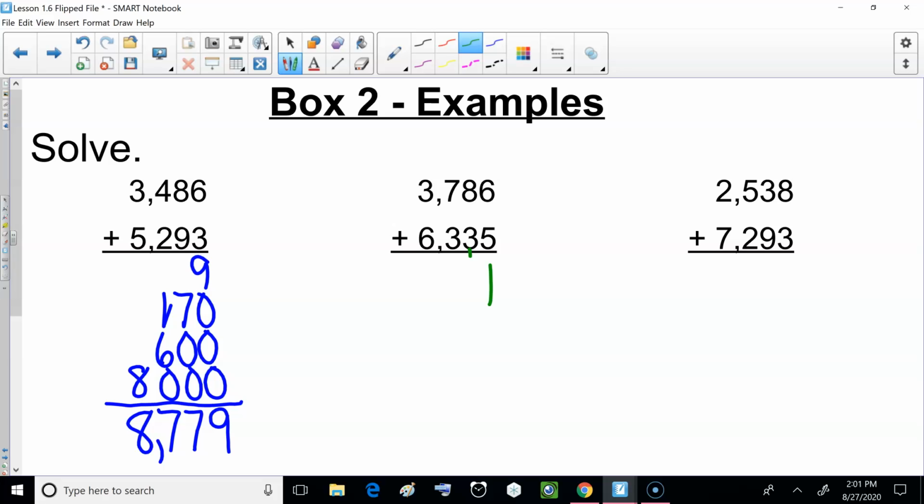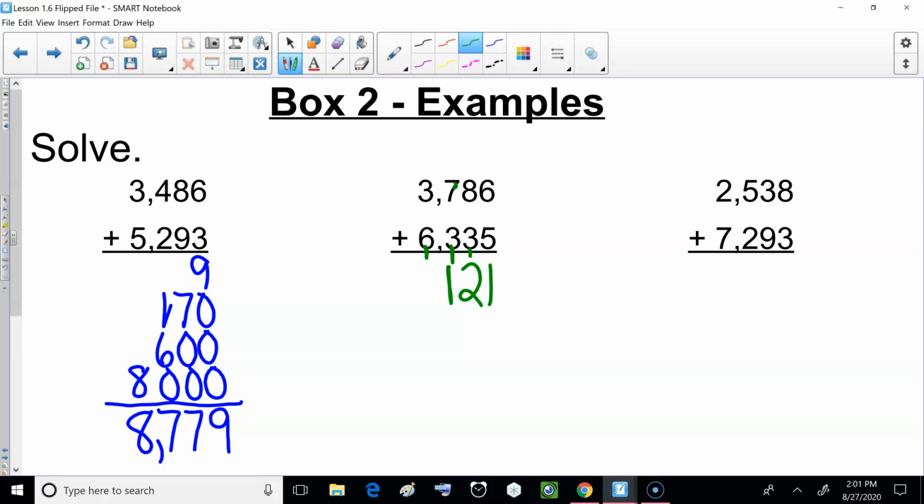8 tens plus 3 tens equals 11 tens, plus 1 more 10 would be 12 tens. I only put one place value, so if I have 12 tens, my 2 would go here, and my 1 would go into my hundreds. I have 7 hundredths, plus 3 hundredths is 10 hundredths, plus 1 more hundred would be 11 hundredths. So my 1 would go here, and my other 1 would go right there.